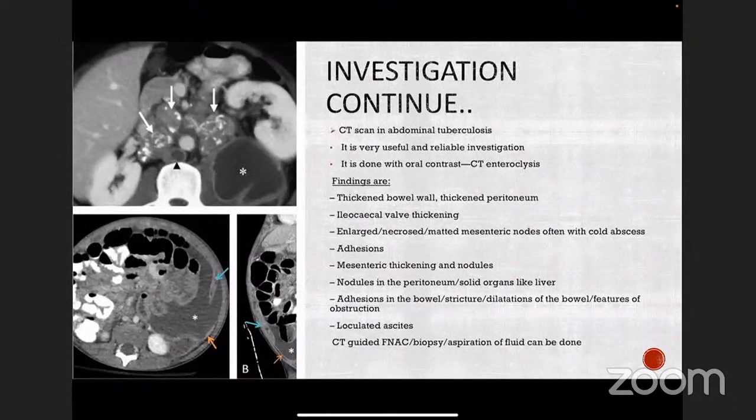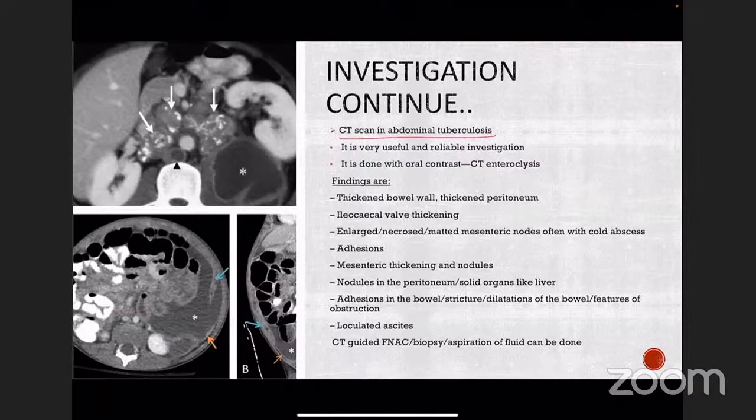What other investigation can you do if you are not ready to do colonoscopy or laparoscopy? We can think about CT scan abdomen. On USG we are done, barium study we are done, you are not done with colonoscopy or biopsy, there is no palpable mass, but you want to get to the diagnosis, so you will do a CT scan in that case. What will CT scan say? It is a very useful and reliable investigation for abdominal tuberculosis. It is done with oral contrast, known as CT enteroclysis.